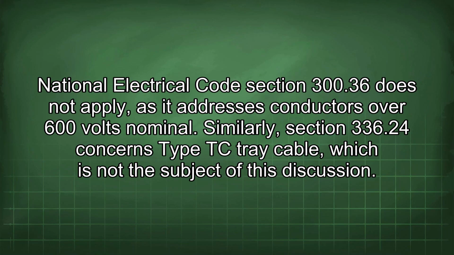National Electrical Code Section 300.36 does not apply, as it addresses conductors over 600 volts nominal. Similarly, Section 336.24 concerns Type TC tray cable, which is not the subject of this discussion.